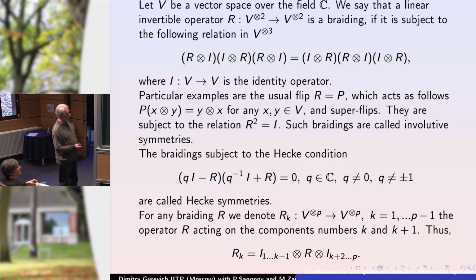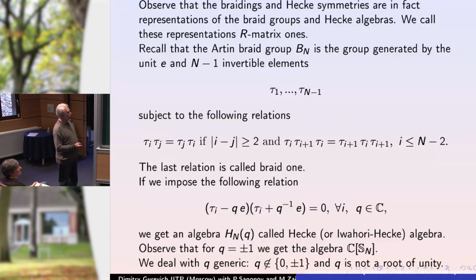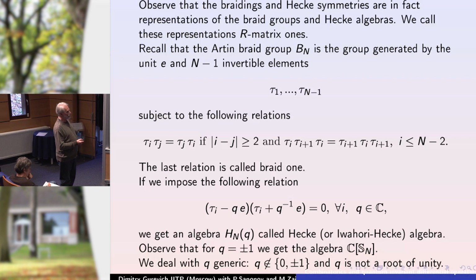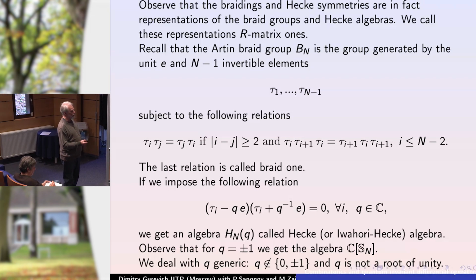Q is assumed to be generic. And if we have R, we denote by R_k the operator which is put in the position k plus 1, with identities here and here. Now, I would like to mention that finally this picture is a representation of the so-called Artin braid group. You know the Artin braid group is generated by tau 1 and so on, and identity, of course. And the relations are similar. If the distance between two elements is 2 or more, they commute. This relation is just the braid relation.